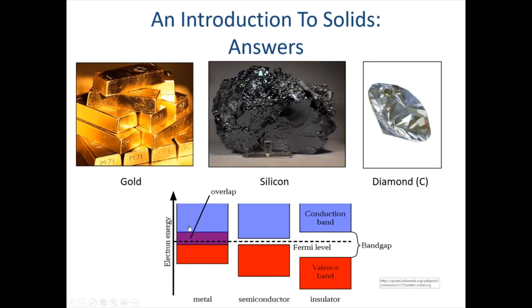So now we understand the difference. Gold, the reason why it's a conductor is because the Fermi level lies in the middle of a band. Silicon is a semiconductor because the Fermi level lies in a relatively small band gap. And diamond is an insulator because the Fermi level lies in between a very large band gap.